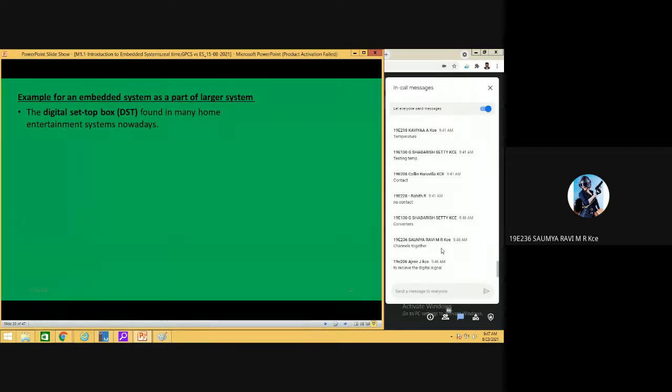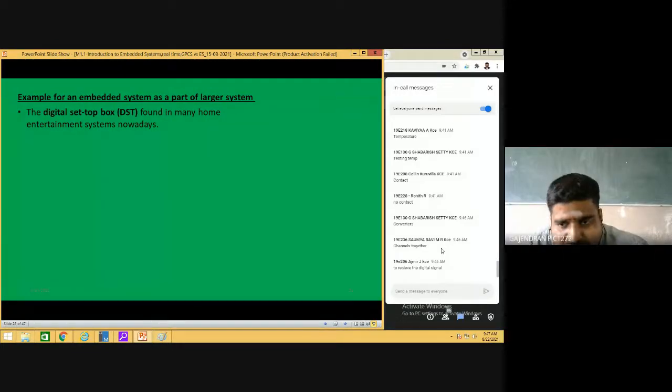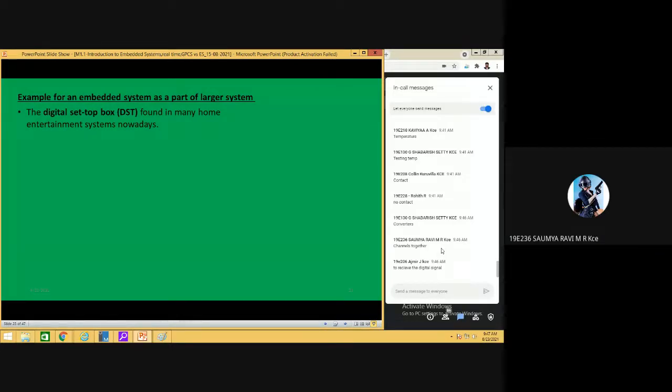Channels together. Soumya, can you give a little more clarity? What is channels together? Sir, all the channels are connected and given together through one dish.